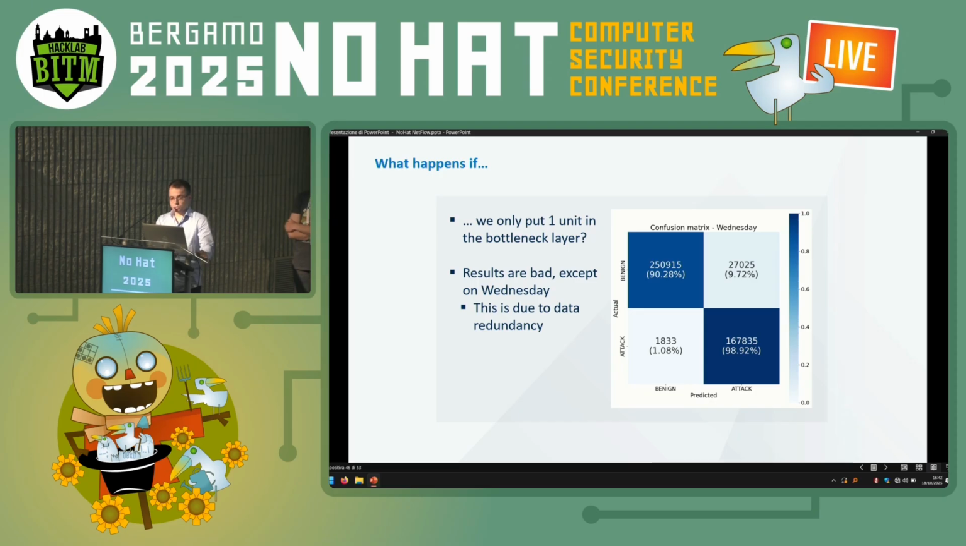So let's try something now. What happens if we only put 1 unit in the bottleneck layer? Well, the results are bad, except on Wednesday, where they are very similar to the previous results. We believe this is due to data redundancy as discussed.